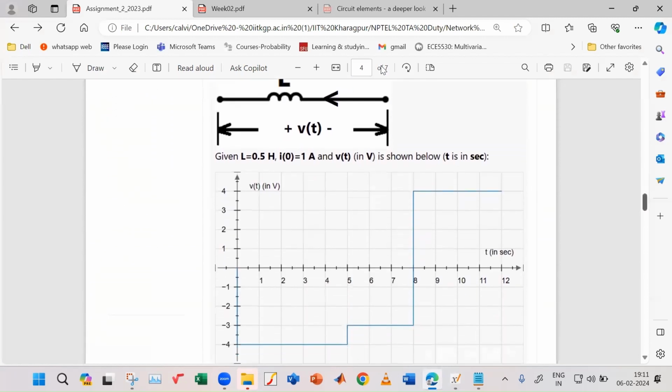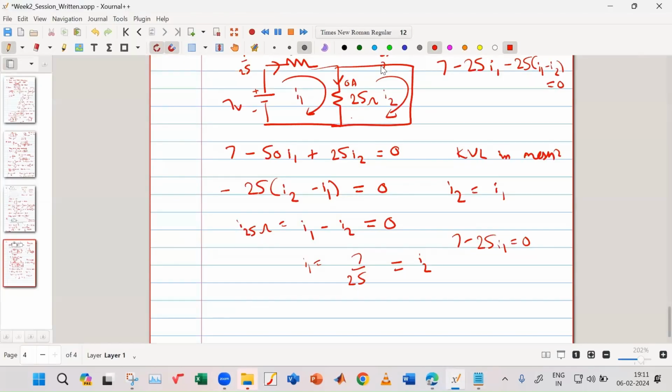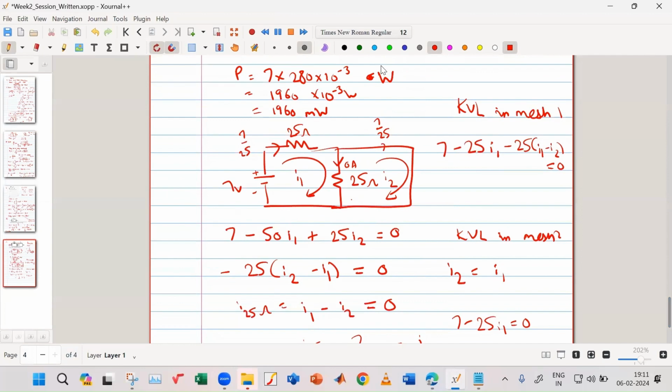But we cannot apply nodal analysis for that, right? The previous problem. One minute, let me go to that. You're saying we cannot apply nodal analysis over here. Okay, tell me how many nodes are there in this circuit now? Sir, only one node. How many nodes are there? Actually, we have two nodes.